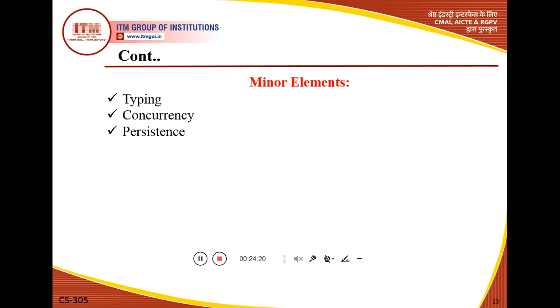Now the last type of minor element is persistence. Persistence defines the object lifetime. Object lifetime means when the object will be created and when the object will be destroyed. So the overall lifetime depends on the persistence.